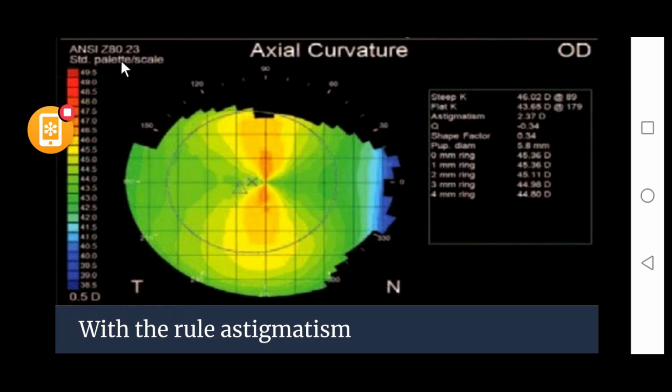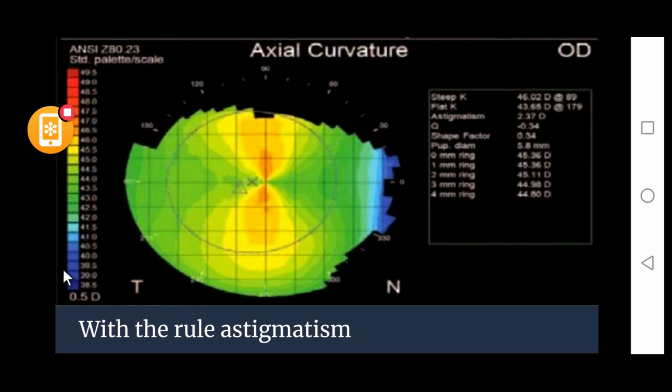Very good. Based upon the color coding of the axial curvature, it shows a bow tie pattern, which implies there's a with the rule astigmatism. And why do you say it's with the rule? Because the vertical meridian is in warmer color, which suggests a steeper side within a 6 mm area. Perfect, it suggests with the rule astigmatism.